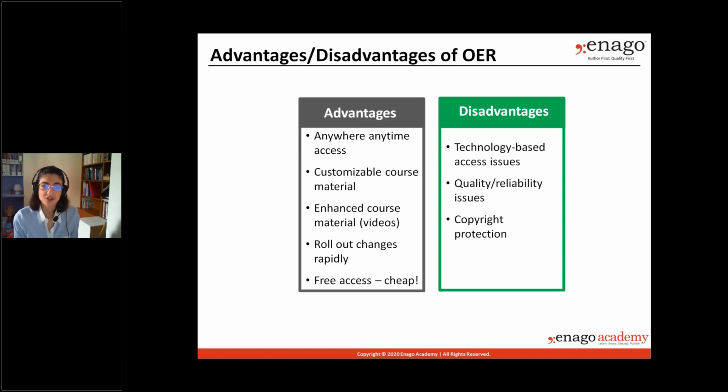There are some disadvantages to bear in mind, though. There can be technology-based access issues. There can be issues with quality and reliability, so you need to carefully assess where you find the information, who is behind the different repositories, is it a reputable organization, and also be careful of copyright protection issues when it comes to using material from these resources, these repositories.